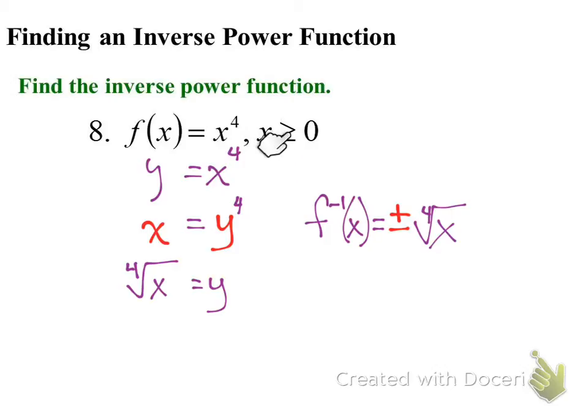So I've got to figure out, is it going to be the positive side or the negative side? It's got to be the positive because this domain becomes this range. So we're going to keep the positive fourth root, we could also just keep it like that.